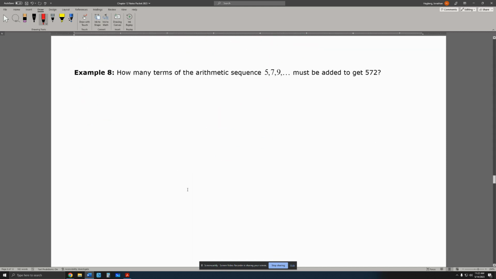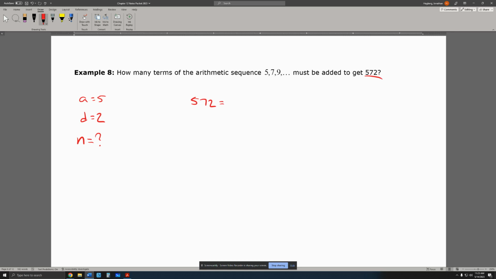Example 8: how many terms of the arithmetic sequence 5, 7, 9 must be added to get 572? This is our last problem for today. So I want to know n, how many terms? Okay, so I know that the first term is 5. I know that our common difference is 2. And I want to know how many terms in the sequence we have to add up in order to get 572. So we know that the partial sum is going to add up to 572. So that tells me 572 is our partial sum. We're solving for n here.